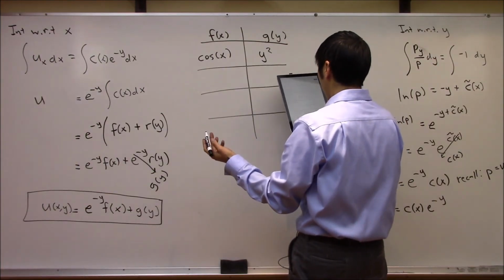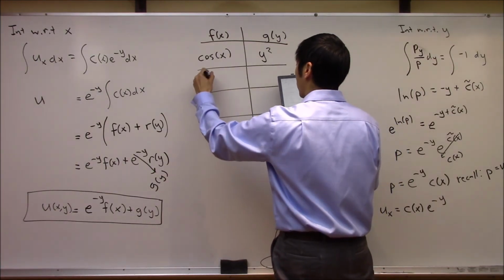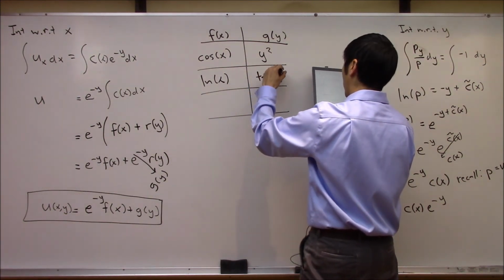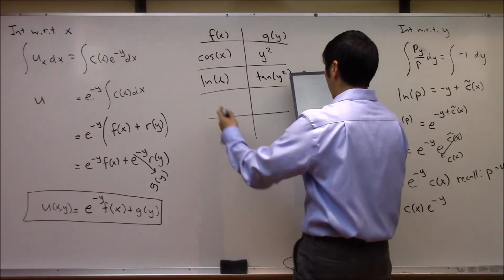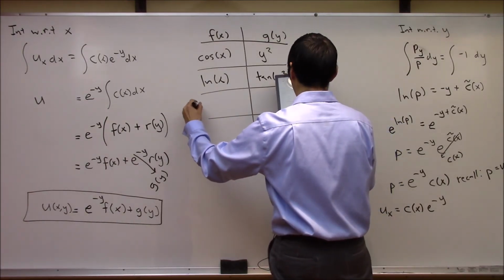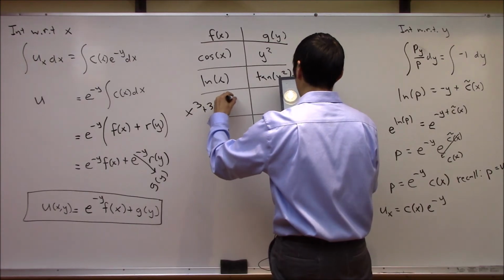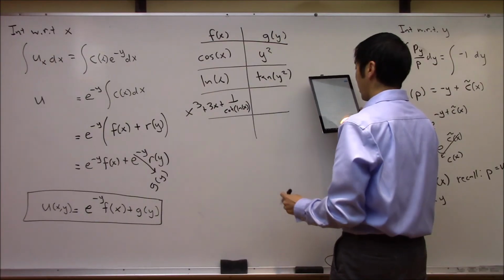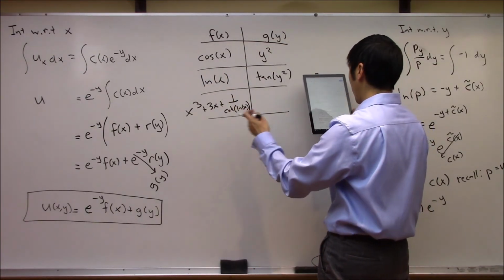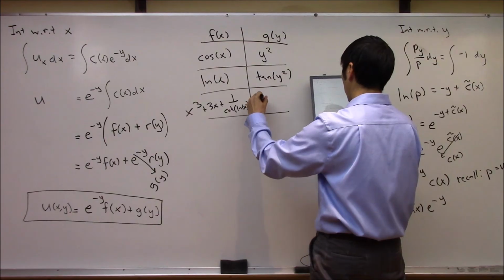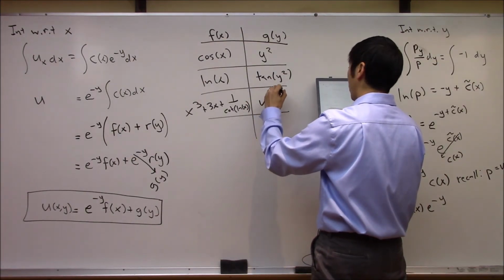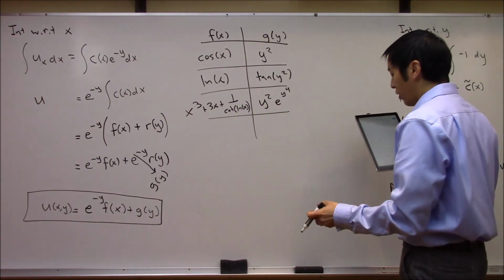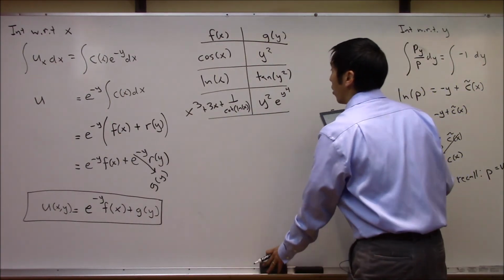And then let's look at another test case. How about natural log of x, and then how about tangent of y squared? That'll apparently work. How about something even crazier? How about x cubed plus 3x plus 1 over cotangent natural log of x. Something crazy, but it's just a function of x. Over here on the y side, something nuts also: y squared e to the y to the fourth. You know what? Okay, all of these should work here.